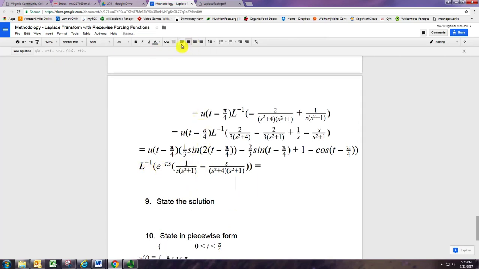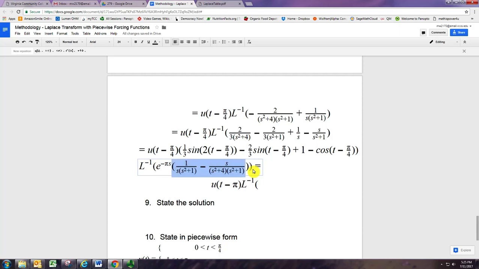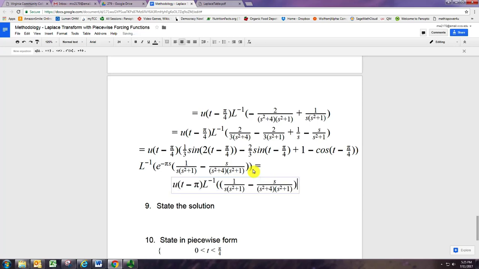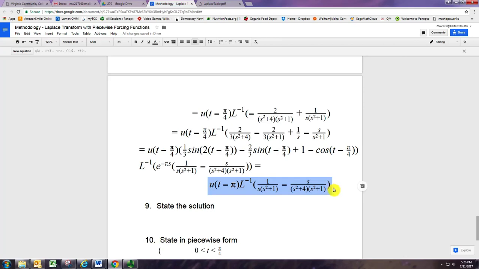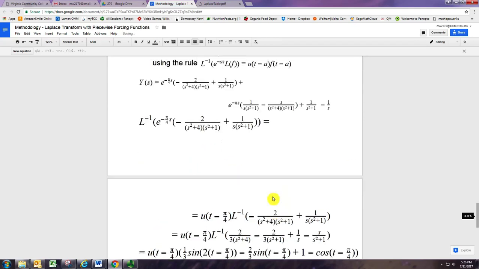This is going to come out with a unit step function that is t minus pi. And then we need the inverse transform of this stuff. Again, we're going to use some partial fraction decompositions to make sure this all works out. We have the decomposition for 1 over s times s squared plus 1 and for the other one. So let's just replace those.